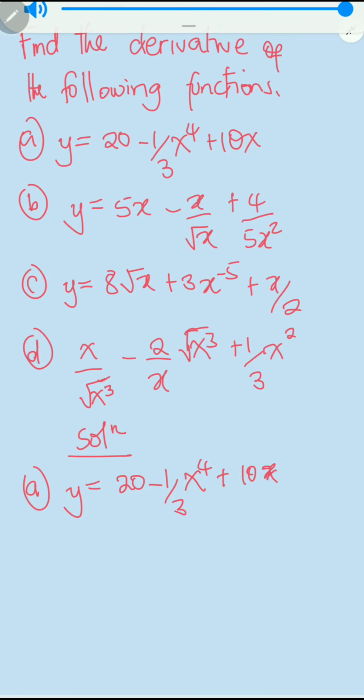So in this discussion, I want us to look at this problem that is presented before us. This problem has four parts, that is A, B, C, and D. And we're told to find the derivative of each of these. Okay, now we'll start with A.